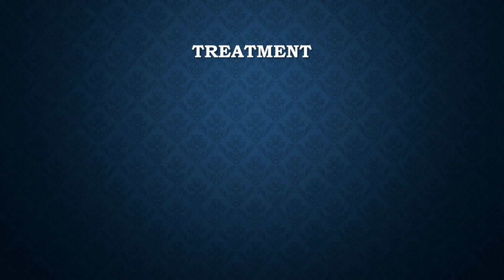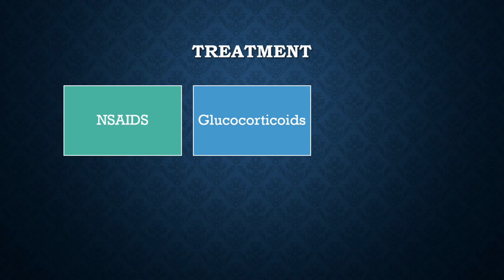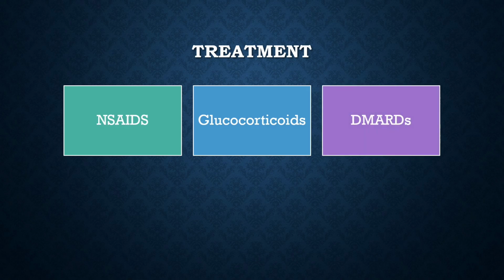Now, how to treat a case of rheumatoid arthritis? The treatment of rheumatoid arthritis is divided into 5 large subgroups. The first one is the NSAID, non-steroidal anti-inflammatory drug. The second one is the glucocorticoids. The third one is the DMARD, disease modifying anti-rheumatoid drug.